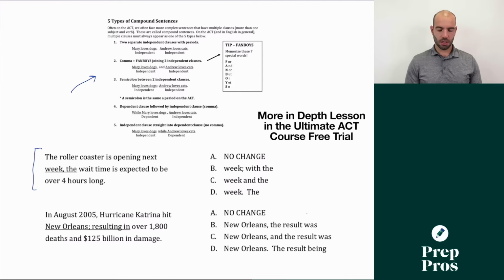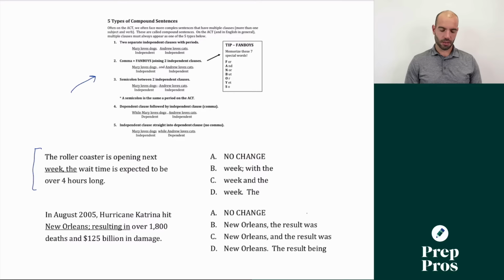So the first one, the roller coaster is opening next week. The wait time is expected to be over 4 hours long. Well, this is incorrectly written because currently it's an independent clause before and after, and you can't connect two independents with just a comma. That's something called a comma splice.